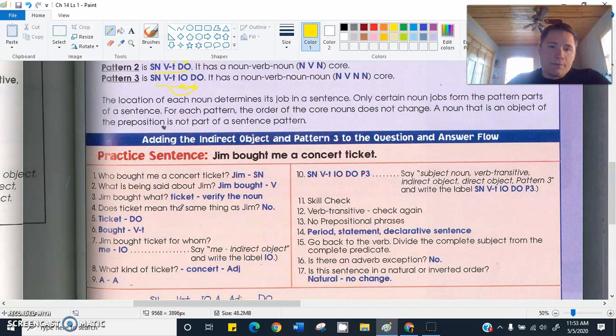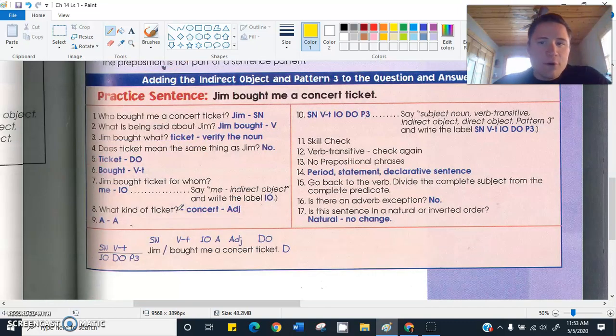For example, let's just show this in some practice. The sentence is, Jim bought me a concert ticket. Not Jim bought a concert ticket for me, because that would be an object of a preposition. We have a pronoun here, me. We don't know what to do with that until we start learning the pattern 3 sentence. Let's go in order. Number 1, who bought me a concert ticket? Jim. SN. What's being said about him? He bought. Just the V for now.